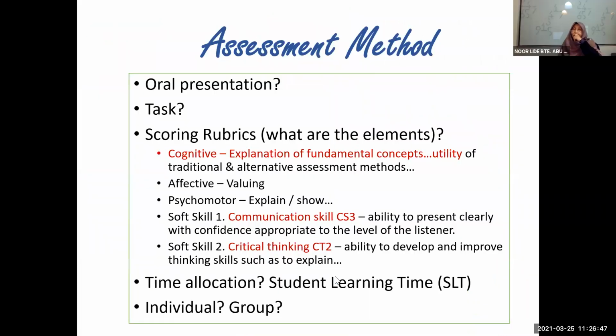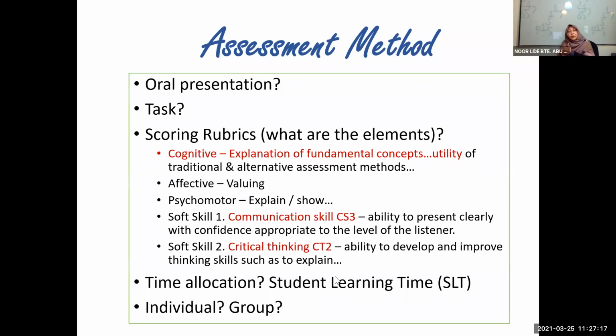So then I also have to think about in my scoring, before I go to the scoring rubrics, whether I want it to be individual or group. Is it going to be an individual assessment or is it going to be group? Okay, if it is for assessment of learning, if you want it to be like a final assessment, I would recommend an individual work because you want to differentiate between individuals.